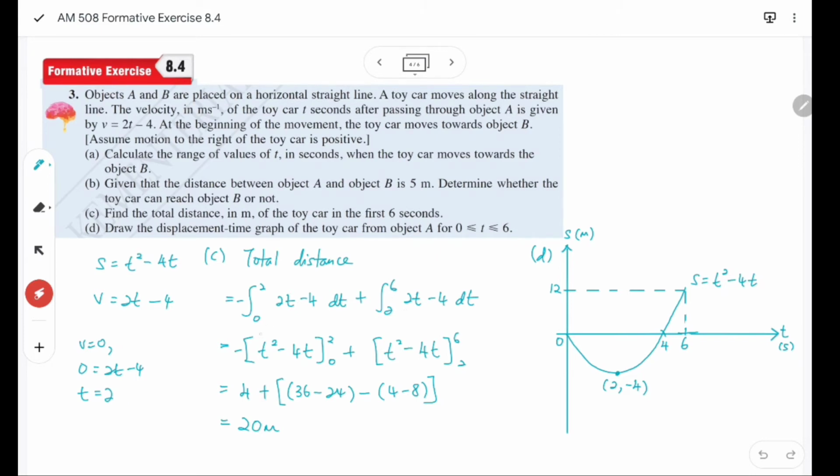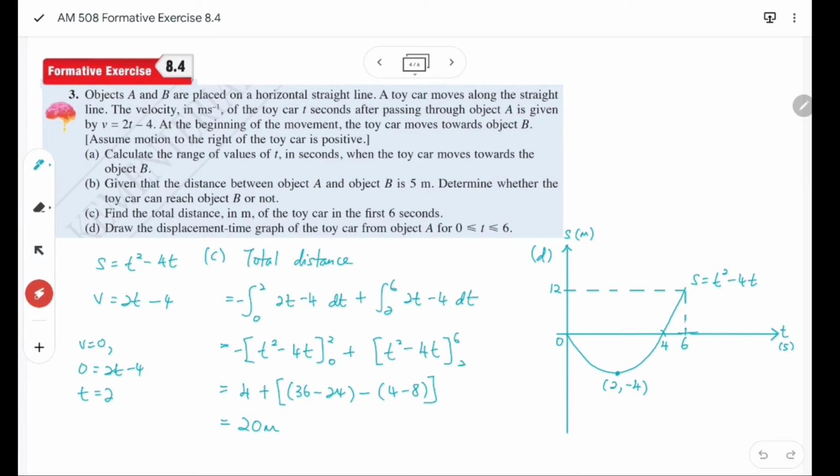Therefore, by integrating the function of v, we will get the distance. From 0 to 2, the integral of v will give a negative value since it's moving toward the left. Therefore, we multiply it by a negative, plus the integral of v again, but from the interval 2 to 6. Therefore, we get the total distance this way, and substituting all the values, we get 20 meters.